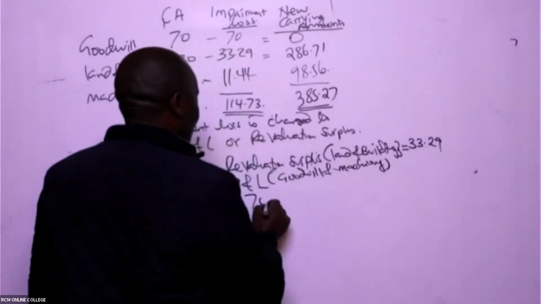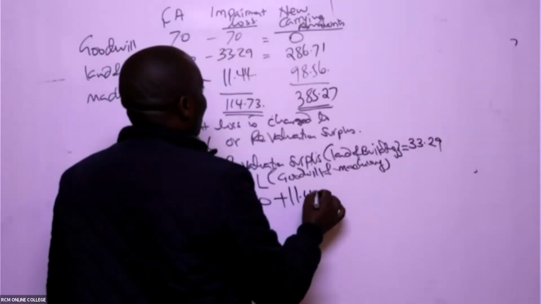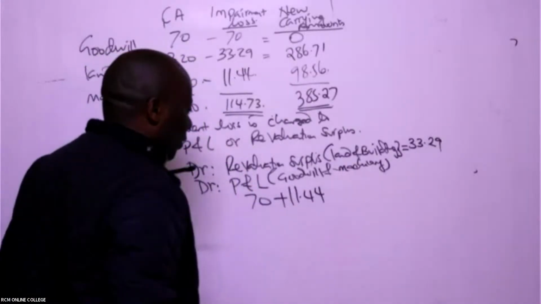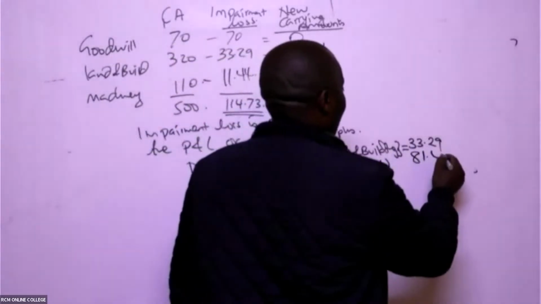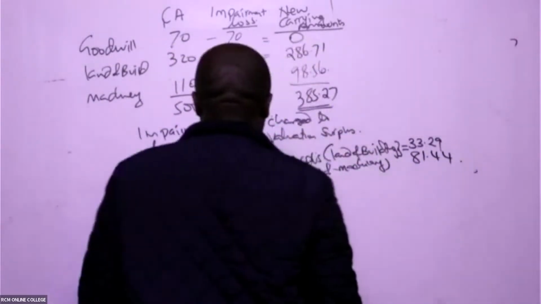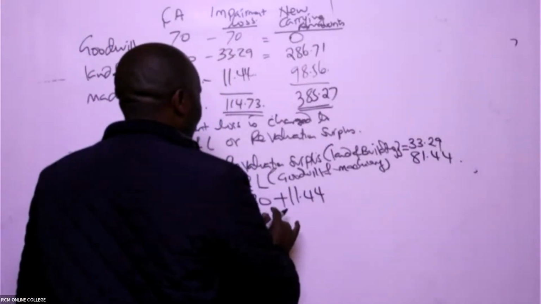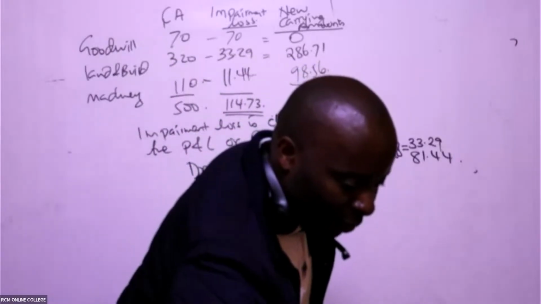So in this case, this is 70 plus 11.44. Is there somebody who can give me this 70 plus 11.44? This will give me what here? 81.44. And then of course we shall be able to credit everything to our property. We shall credit everything.